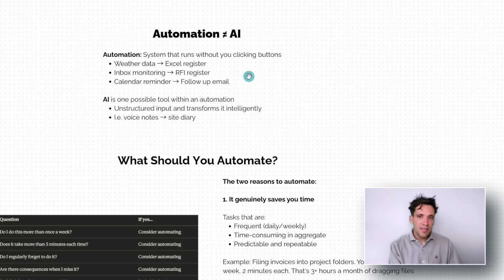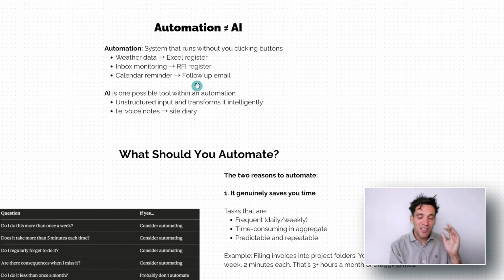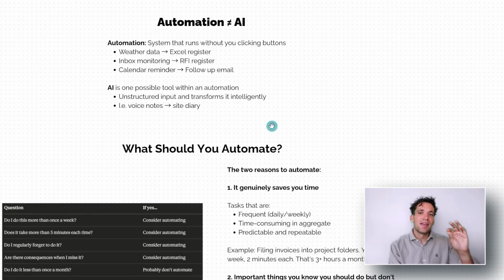So when we're talking about automations, these are things like taking the daily weather data and updating an Excel register, monitoring your inbox and updating an RFI register like I showed you. There's no AI in that. That's just simply looking at the tag at the start of the email subject line or having a calendar reminder a week before you attend site to send a follow-up email. These are just automations, no AI in them. AI is very useful within automations, as I'm going to talk about, for things like turning unstructured free text input into structured data. I think that's probably the best use case of AI in these automations.